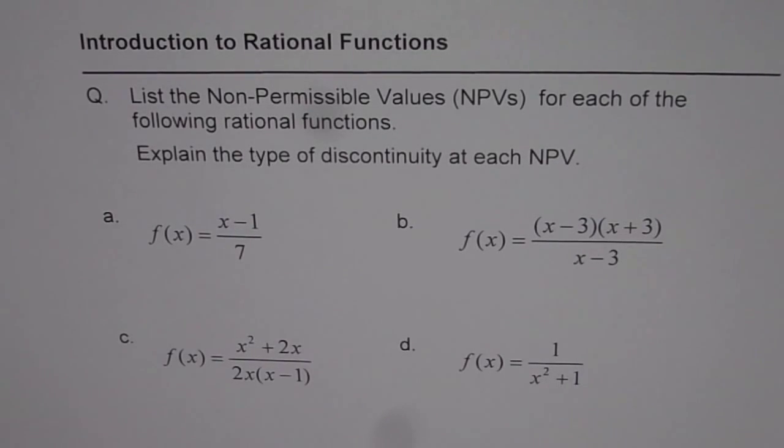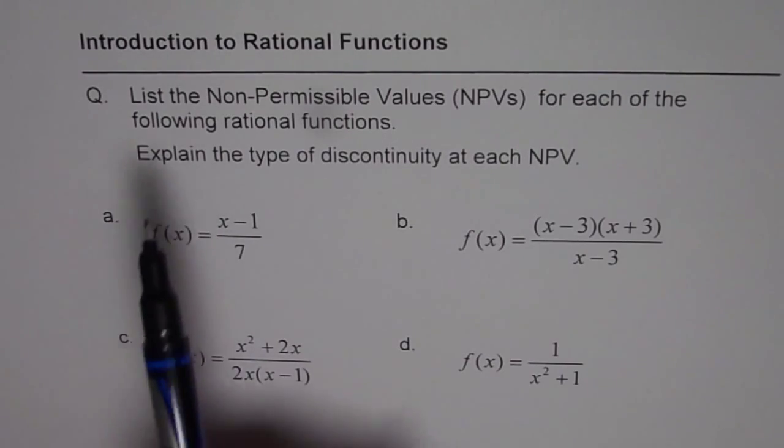Introduction to Rational Functions. I'm Anil Kumar, and in this video we'll try to understand how to find non-permissible values for a rational function. As you know, the denominator cannot be 0. So in a rational function, if some values give the denominator a 0 value, then those values are not permitted. Based on that, we have a question here.